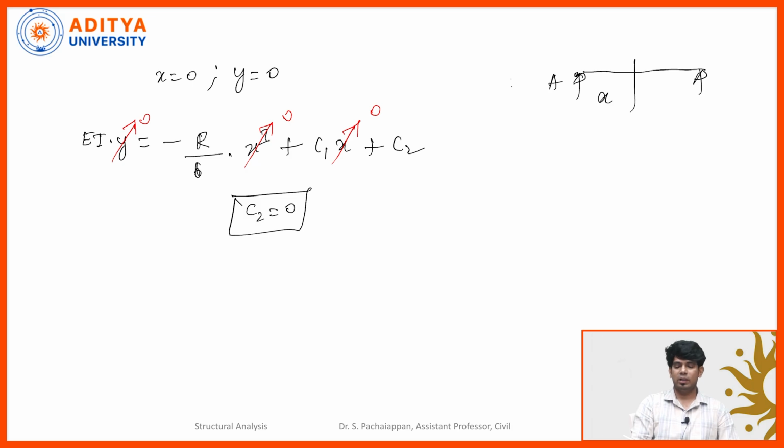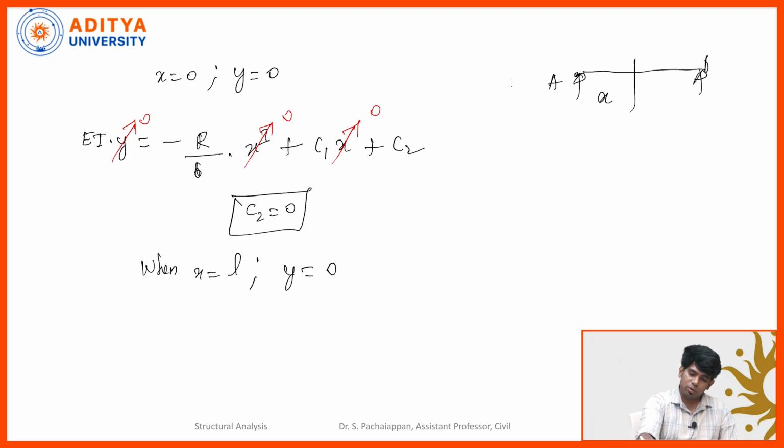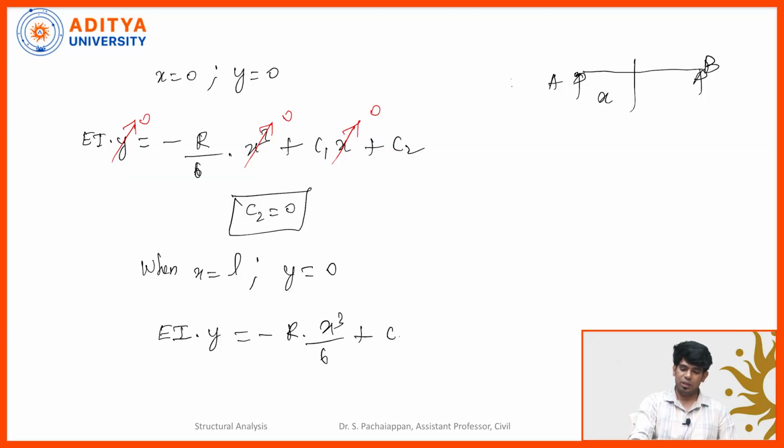Now we need to apply the other boundary condition: when x is equal to L, y is equal to 0. That means at support B also the deflection is 0, unless a support settlement is given. Write the equation once again: EI y equal to minus of R x cube by 6 plus C1 x plus C2, and we already got C2 as 0.